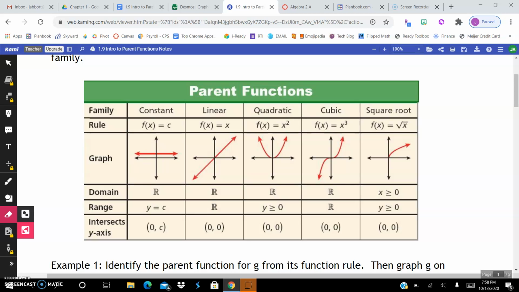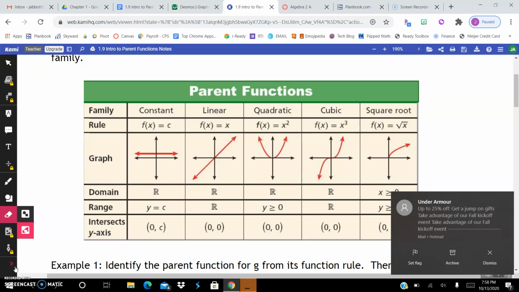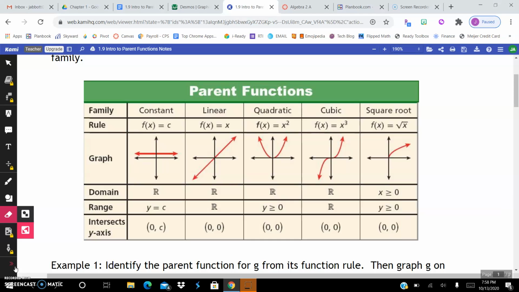And then sliding over one more, we have quadratics. That parent function is f of x equals x squared, and that is a parabola. It'll have a U shape, and the parent parabola is shown there in that picture. The domain is all real numbers. The range is anything greater than or equal to 0, and it goes through the y-axis at 0, 0 as well.